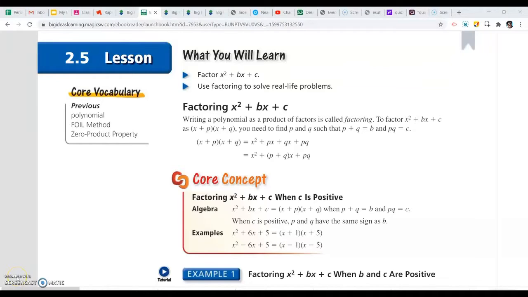All right, students, this video is going to talk about section 2.5 for Math 2. We'll be talking about factoring polynomials. And so we've been working with polynomials, things with like x squared.